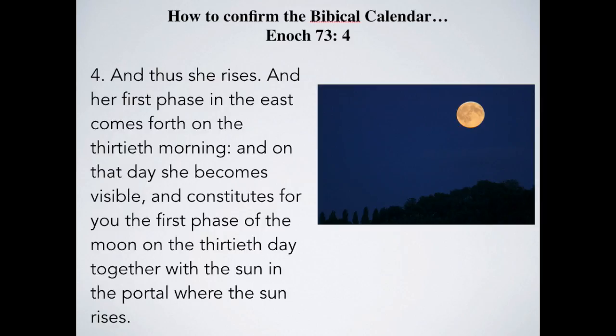This is how to confirm the biblical calendar. Take a look at Enoch chapter 73, verse 4. In chapter 73, Enoch talks about the movement of the moon. Chapter 72 talks about the moon and the sun, but now it talks about the movement of the moon. Chapter 73, verse 4 says, "And thus she rises, and her first phase in the east comes forth on the 30th morning. And on that day she becomes visible, and constitutes for you the first phase of the moon on the 30th day, together with the sun in the portal where the sun rises." Selah.